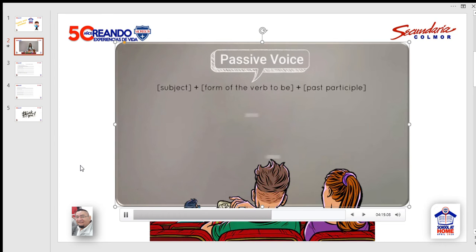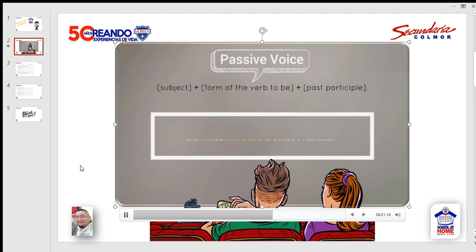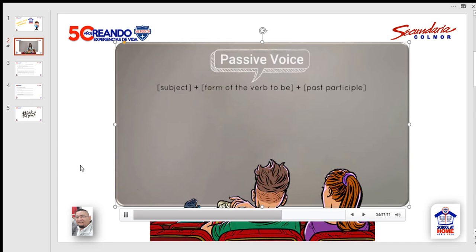Past continuous tense. The house was being cleaned last week. The house is a subject. Was being is a past continuous form of the verb to be. Cleaned is a past participle of a verb to clean. Last week is the rest of the sentence.